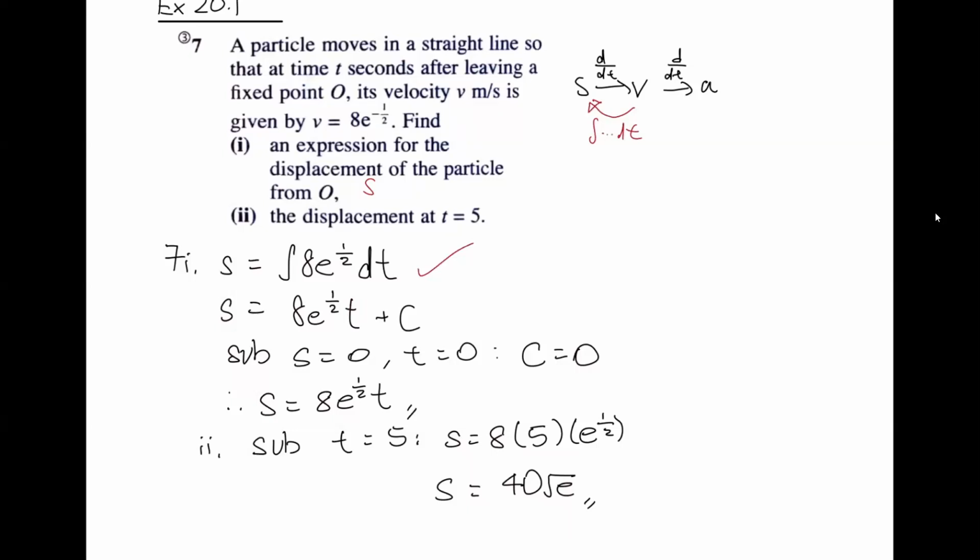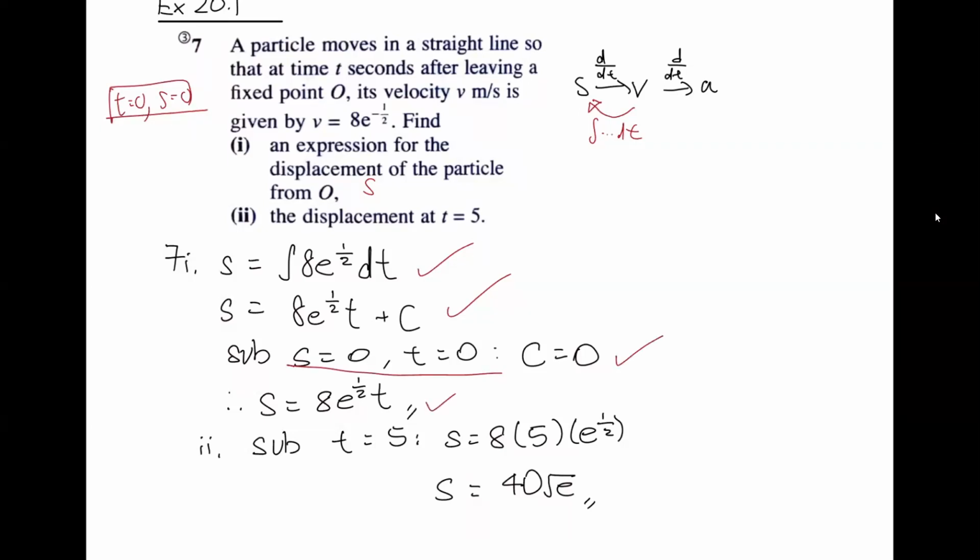Yep, that's correct. Yes, because this is just a constant plus c. Then by default here, you have to assume that t equal to 0, then s equal to 0, because it starts from fixed point O. Then you sub this in, you can solve for c, and sub it in and you get s. Okay? Part 1 is easy.